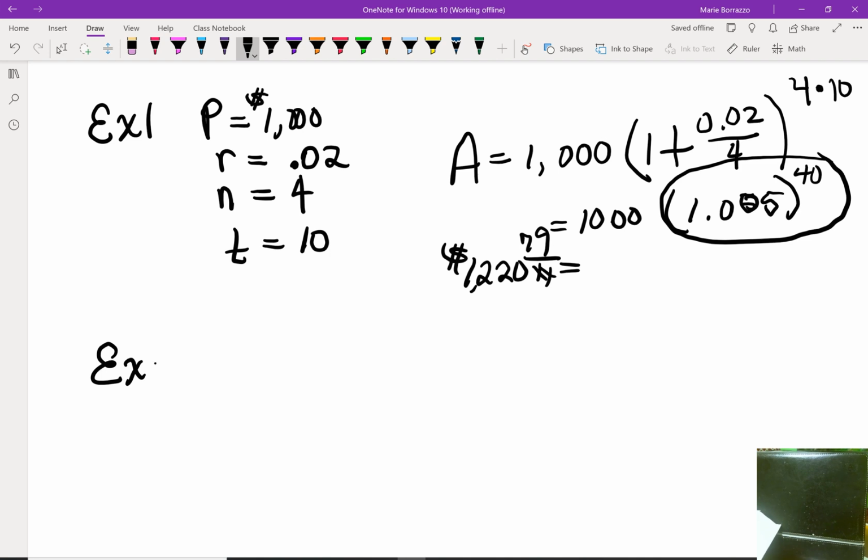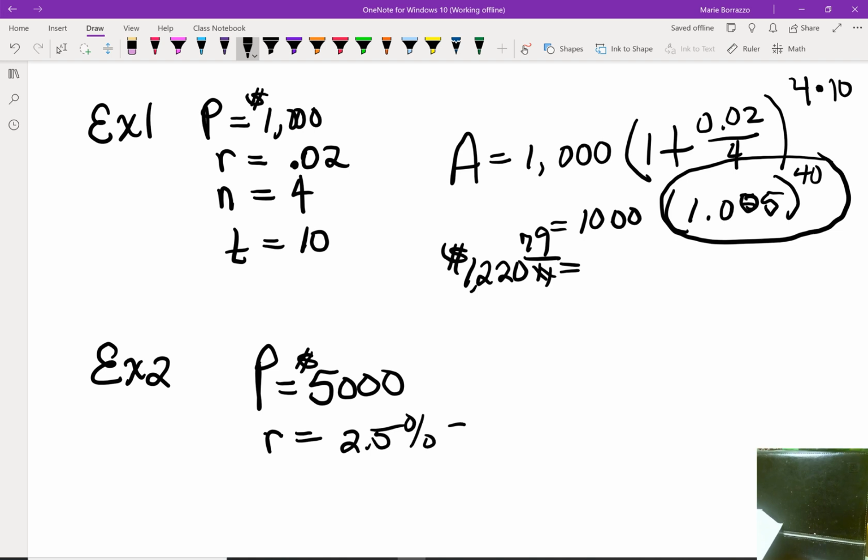Example 2. In example 2, we're applying PERT. They're telling us that the p-value is, in this case, $5,000, which is being invested. It is continuously compounded at an interest rate of 2.5%. Remember that is really 0.025. Remember, you move the decimal two places to the left. All right, and so 0.025.